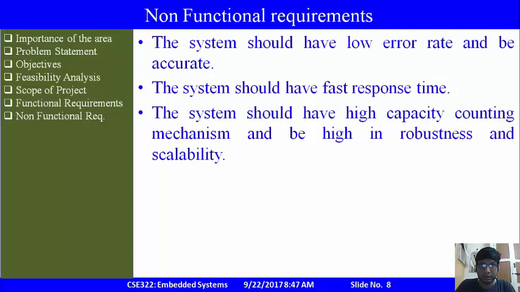The third one is the system should have high capacity counting mechanism and be high in robustness and scalability. So here robustness means it should be in good condition, and scalability means the ability of a process to be used in a range of capabilities. And high capacity counting mechanism should deal with the large number of visitors coming in and going out of the room.